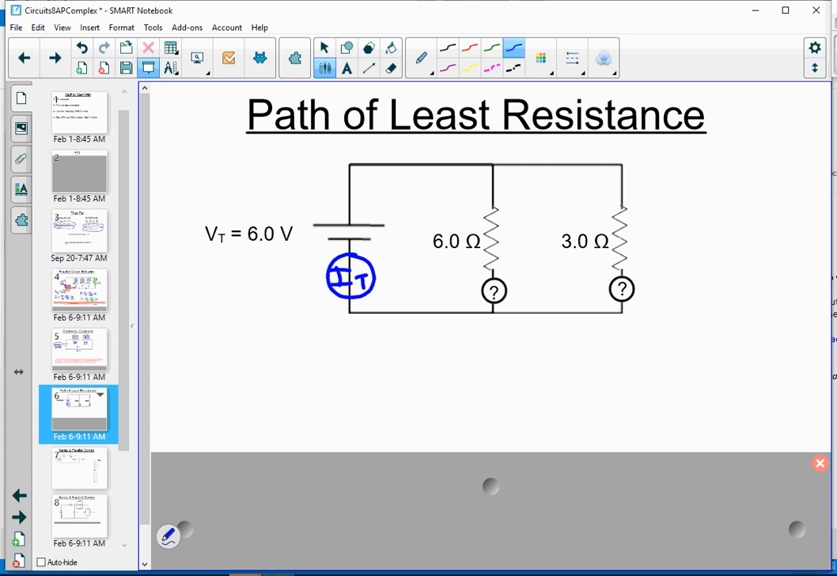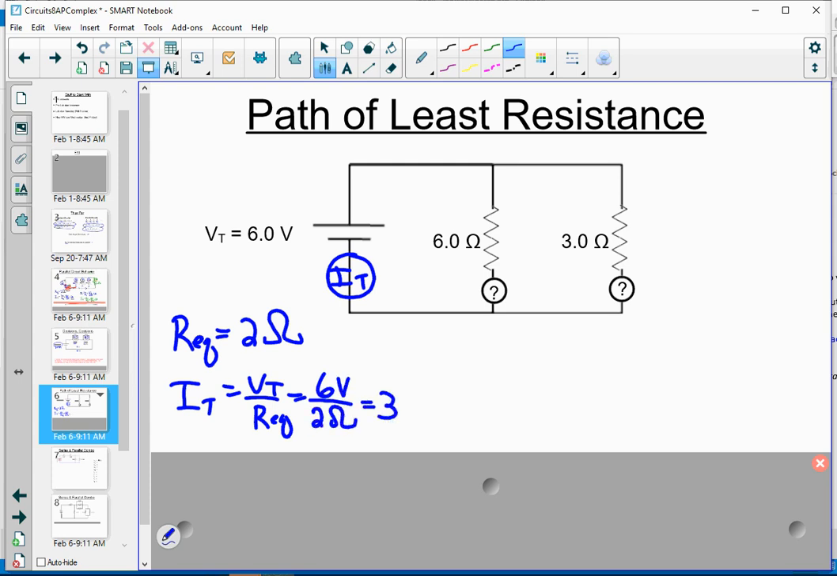If you use your 1-over rule, you will see that a 6 ohm and a 3 ohm resistor ends up having an equivalent resistance of 2 ohms. Remember that special rule where in parallel, the equivalent resistance will always be smaller than the smallest resistor. So if 2 ohms is the equivalent resistance, to find the current, we want to do I total is V total over the equivalent resistance, which will be 6 volts divided by 2 ohms. That means that 3 amps of current will leave the battery. So we'll denote that as 3 amps.